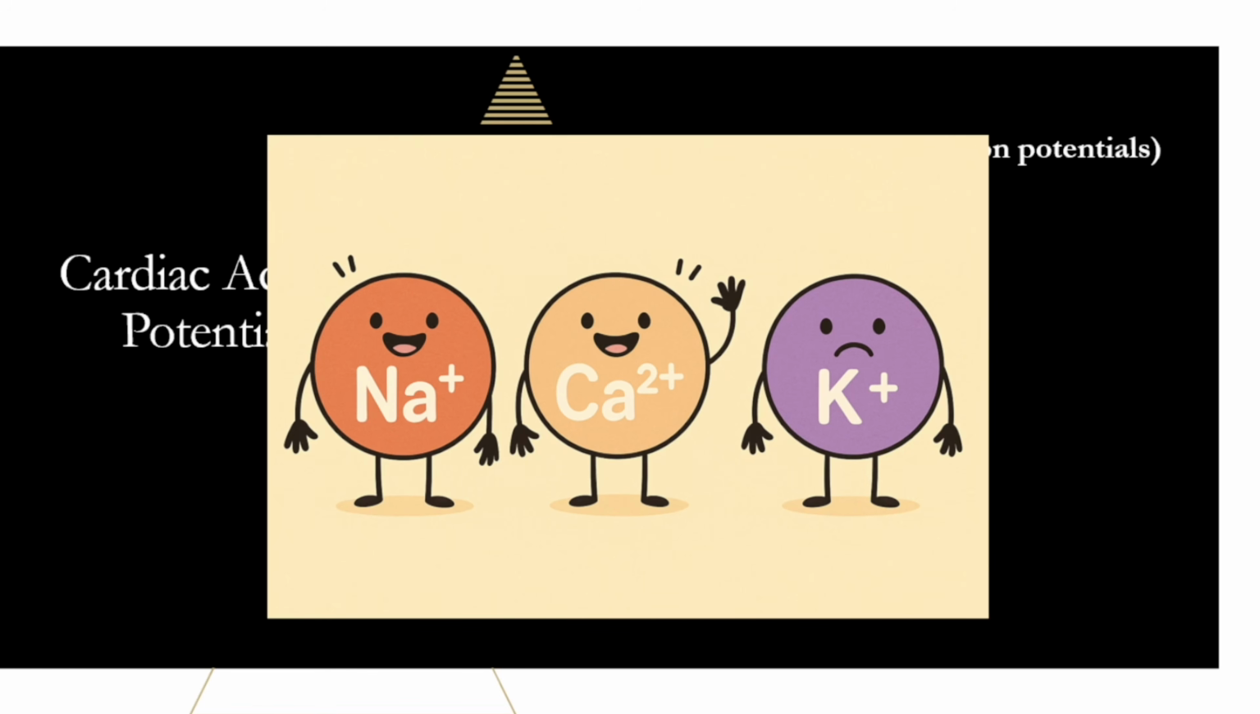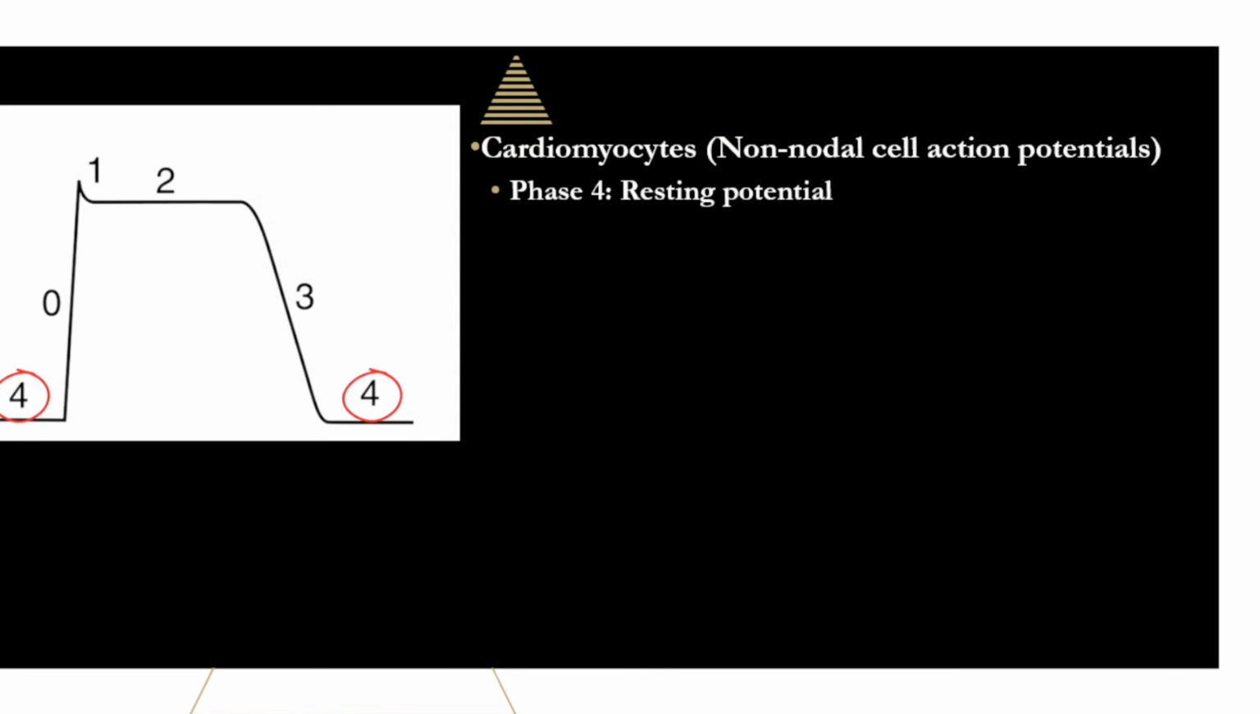All right, so let's break it down, starting with phase 4, which I like to call the floor. Phase 4 is the floor. This phase is the resting membrane potential. The cell at this time is really electrically quiet. There's some leakage of some ions, but overall, to keep it simple, just remember phase 4 as the floor, not much happening.